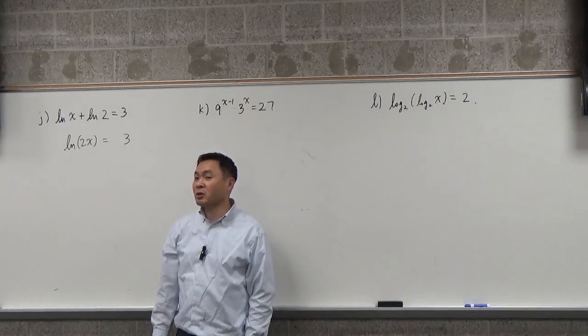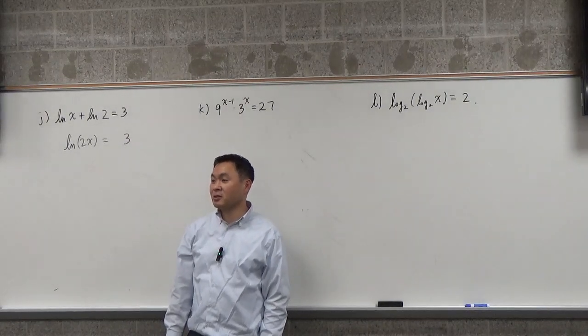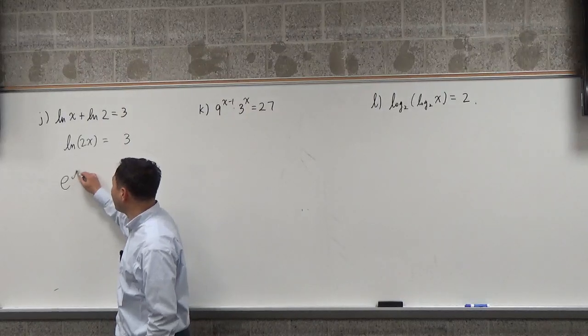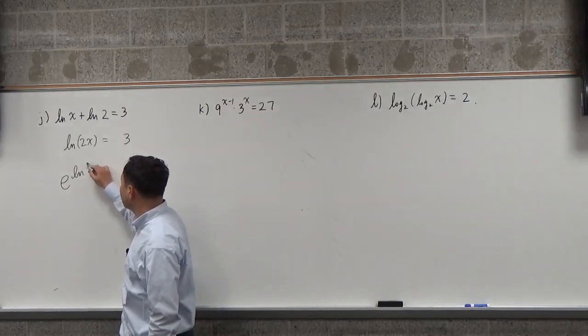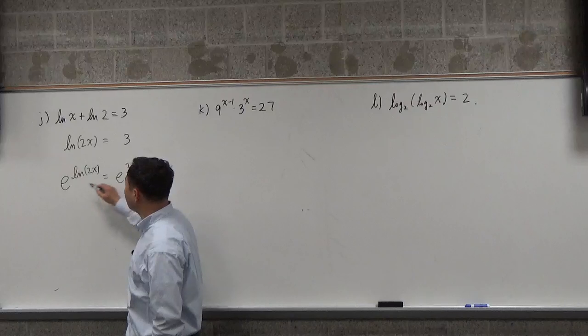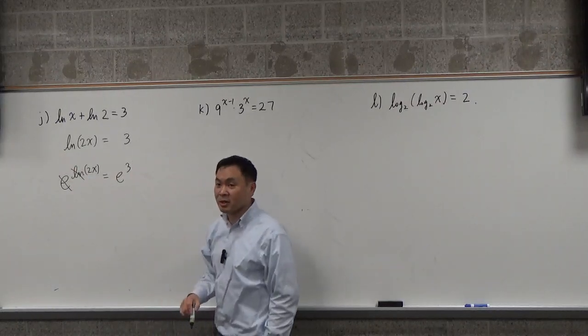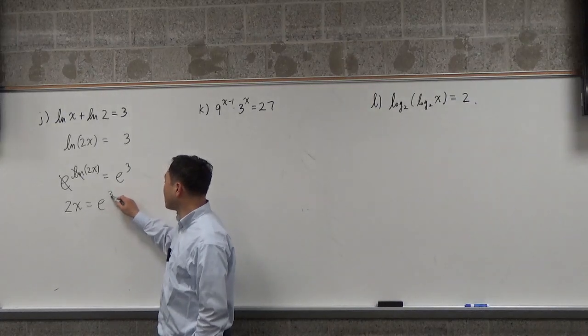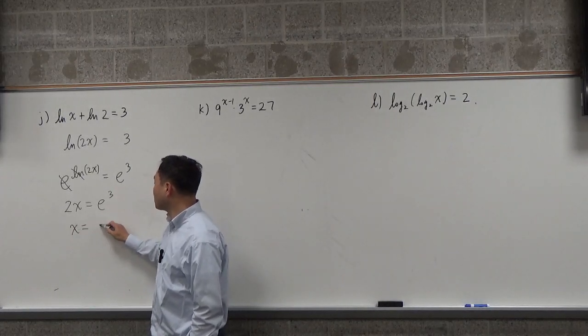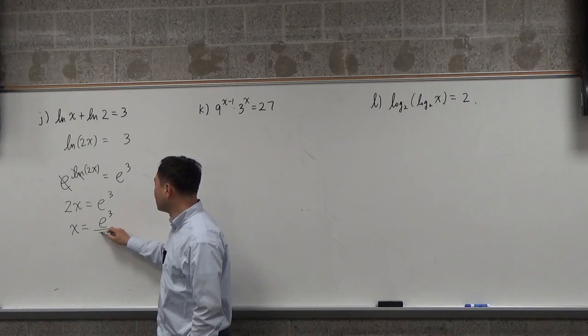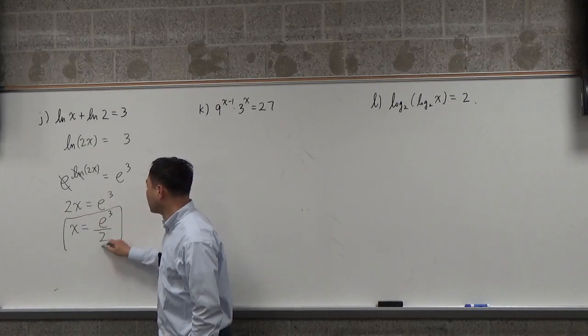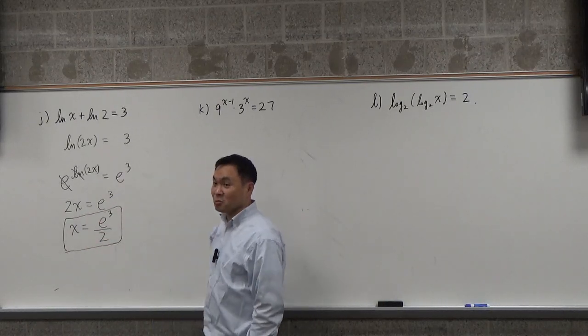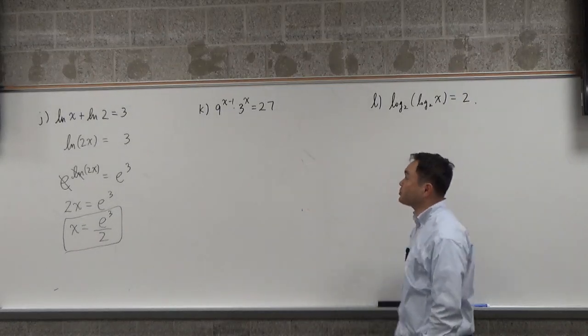Okay, now you have to get rid of ln. What gets rid of ln? E. So you raise both sides over e, which will cancel the e and ln, giving you 2x equals e to the third power, and then you divide both sides by 2. That's the answer. And this will not cause a domain error, so that's fine.